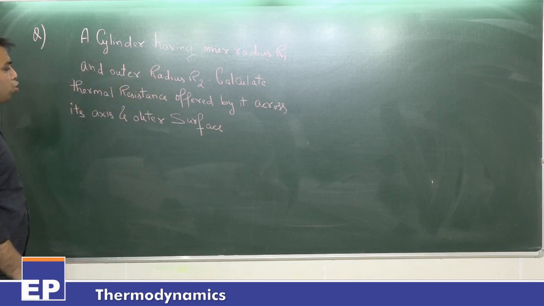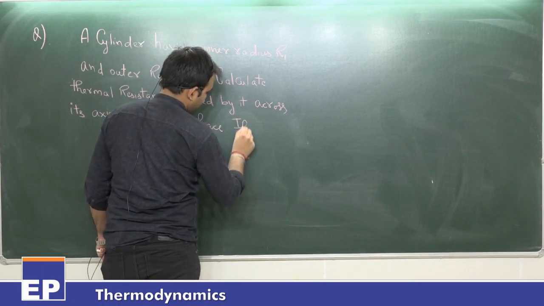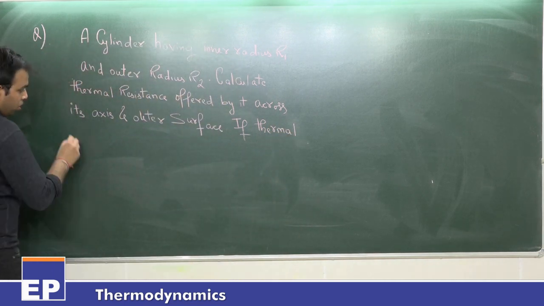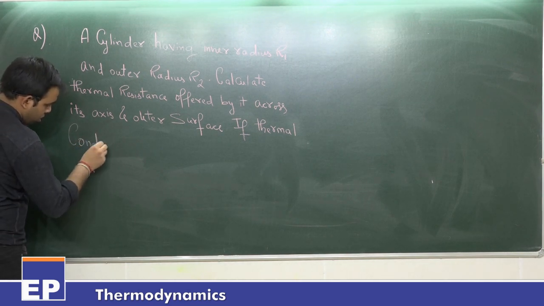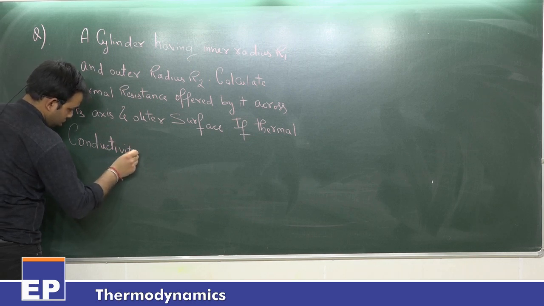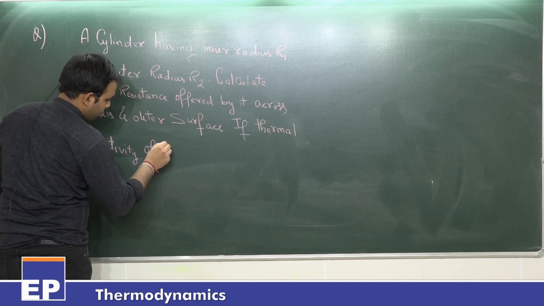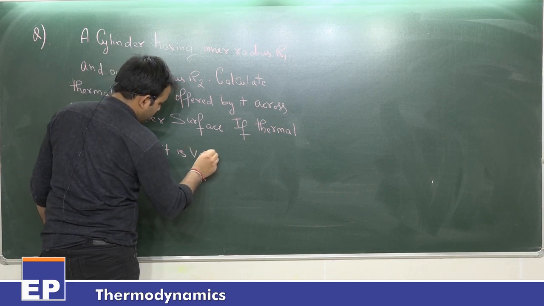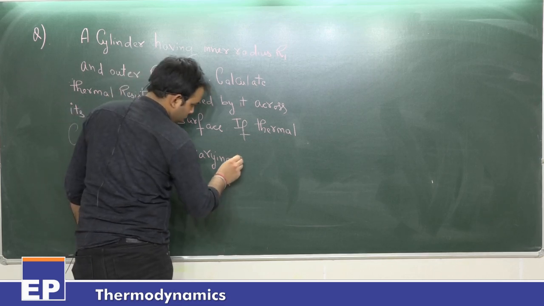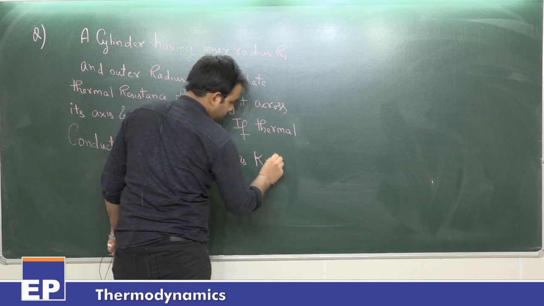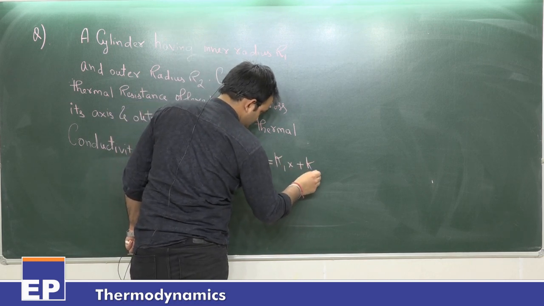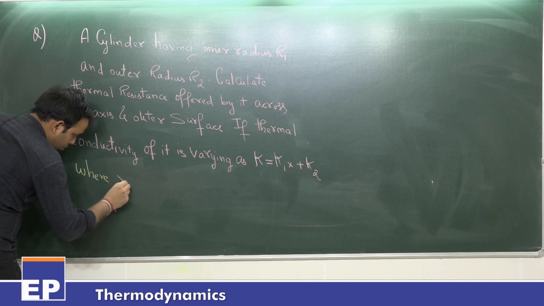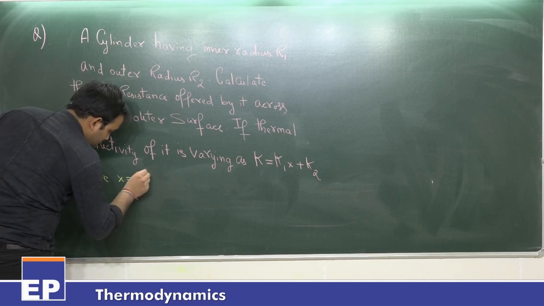And outer surface. Axis और उसके about बताओ. If thermal conductivity of it is varying as K is equal to K1x plus K2, where x is equal to distance from its axis.